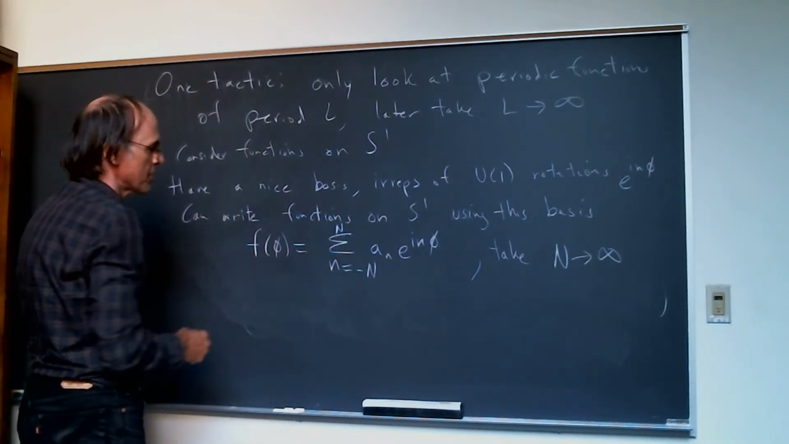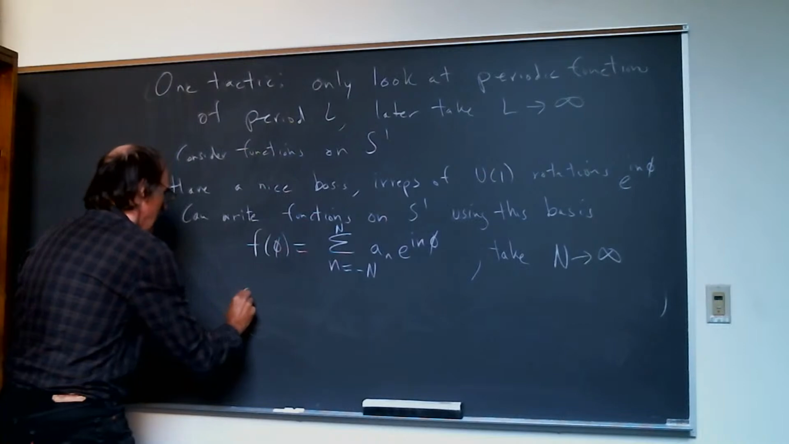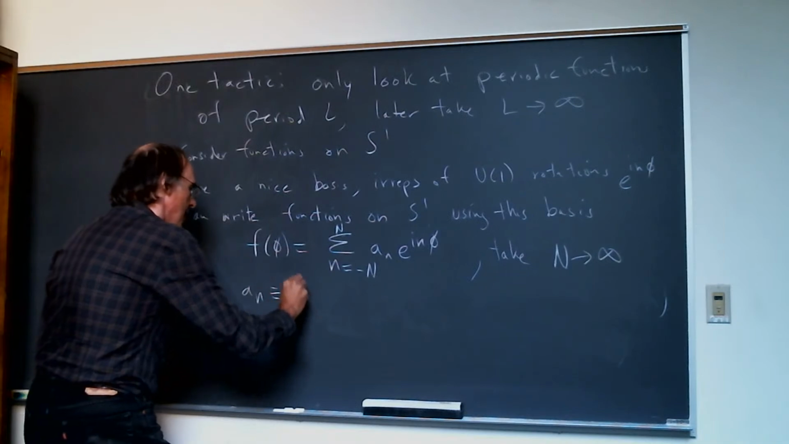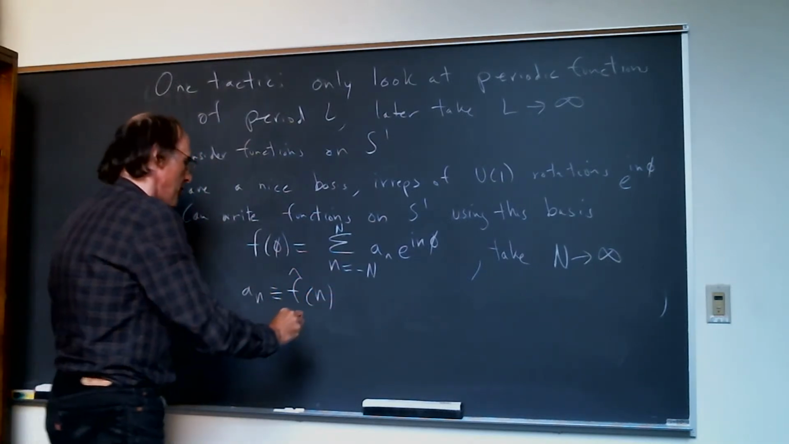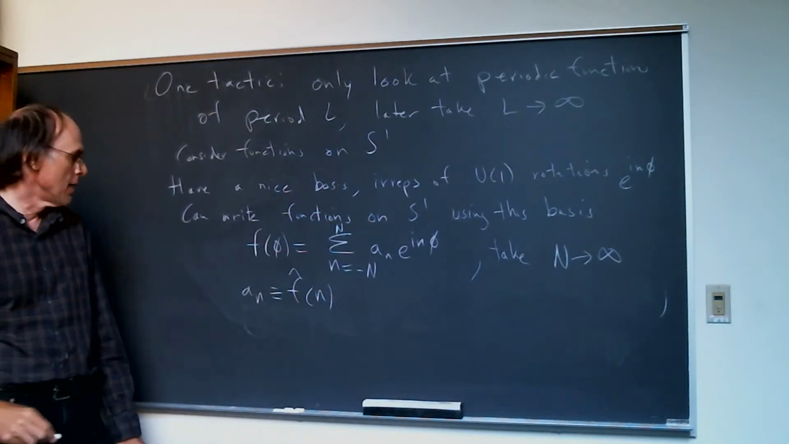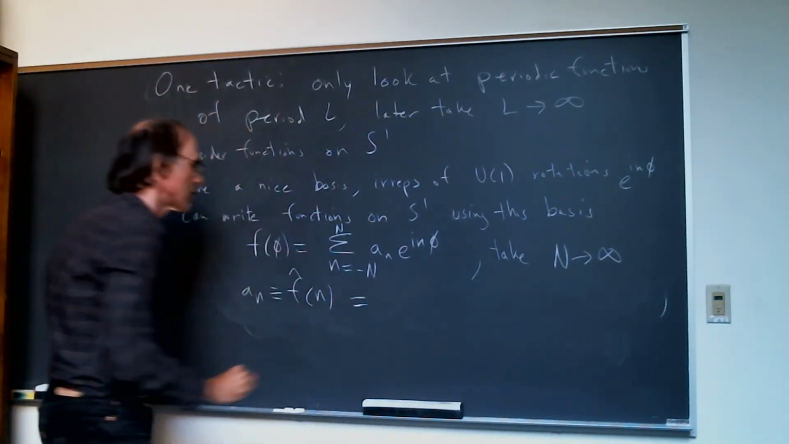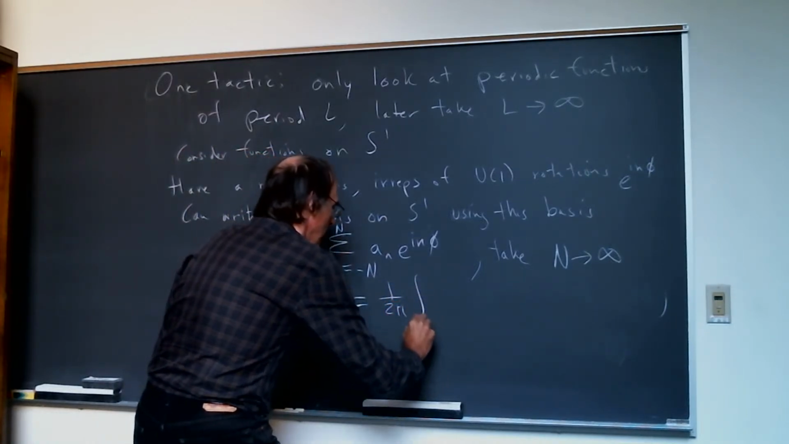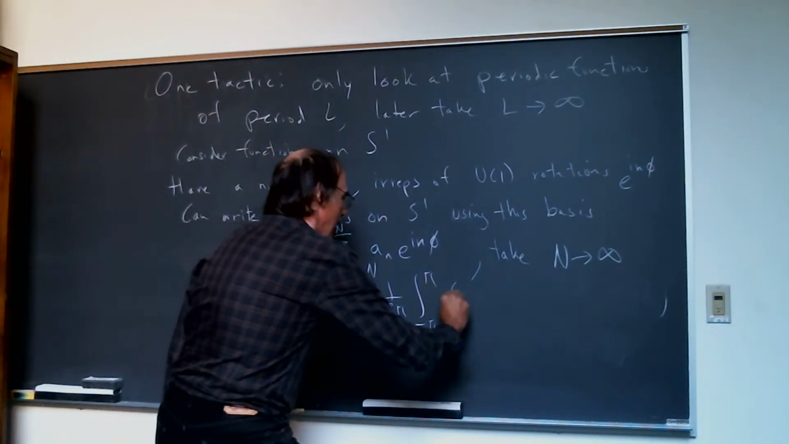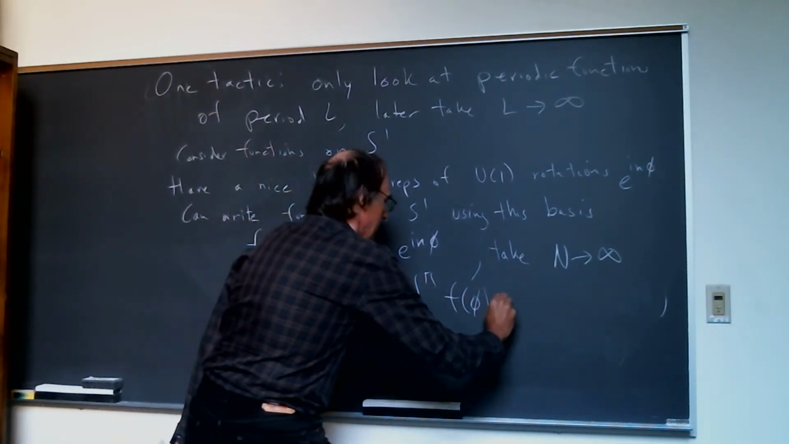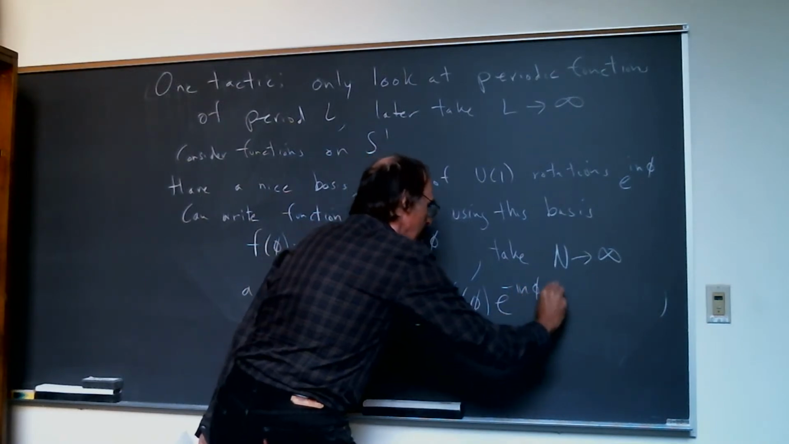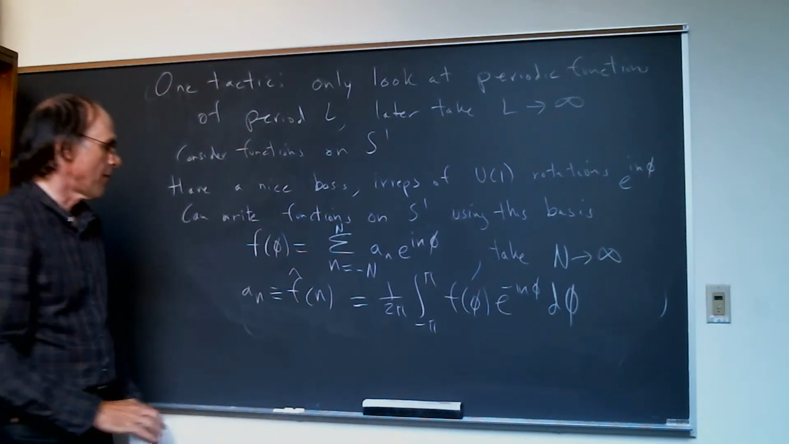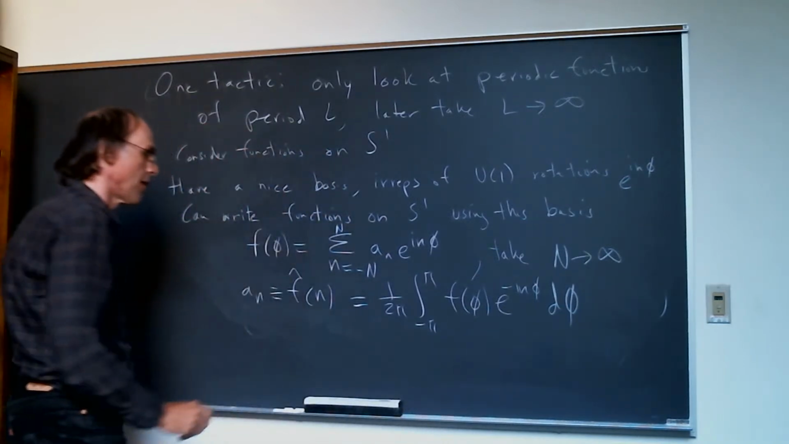Okay, and then there's just a standard thing. The a sub n are often written as f hat of n. They're the so-called Fourier coefficients, and there's a formula for these that you can easily derive. It's 1 over 2 pi, the integral from minus pi to pi of f of phi e to the minus i n phi. Okay.